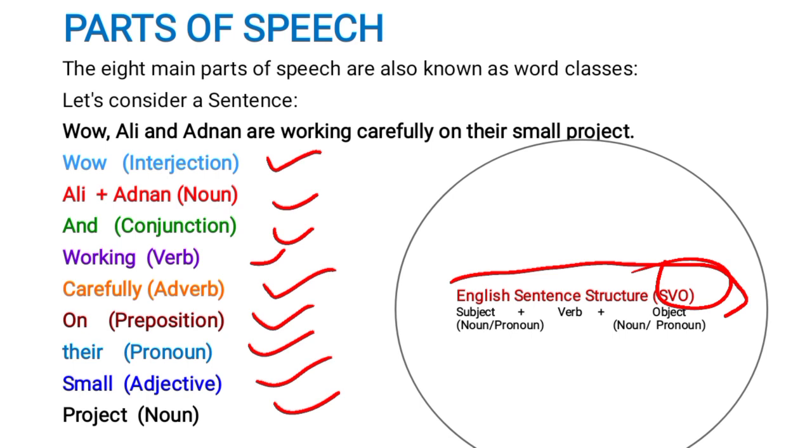So when we're supposed to make a sentence, we're supposed to use the different parts of speech, and we're supposed to sequence them. At first, we are supposed to use a subject. That means it could be a noun or a pronoun, and then a verb is needed afterwards, and then an object is needed in the end. The object could be a noun or a pronoun. Let's go into further detail.